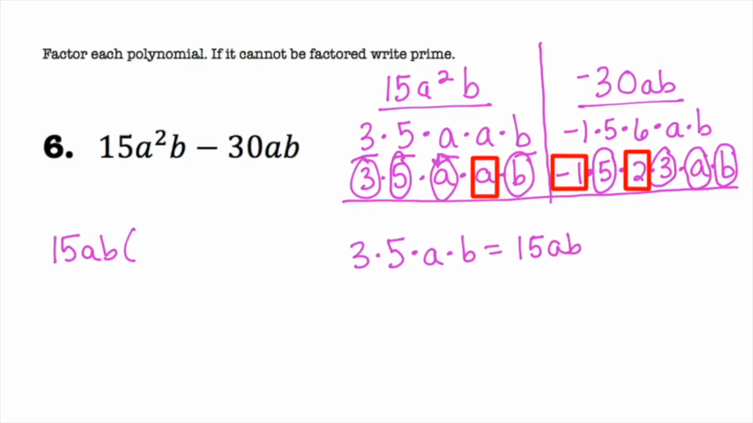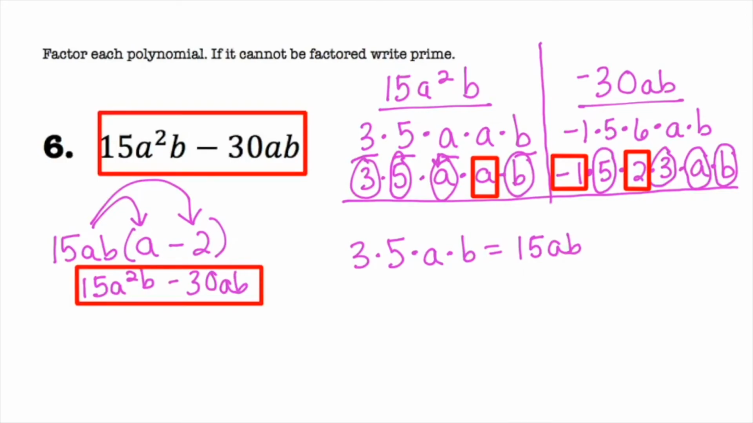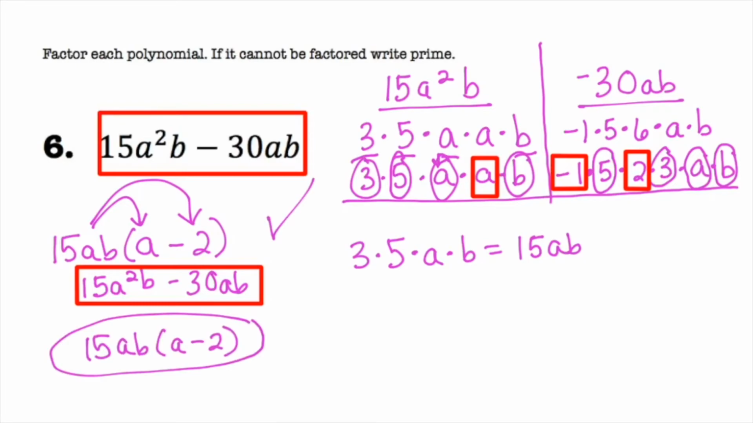So we're going to pull the a and make that the left-hand side, and then right-hand side is -1 times 2, which is -2. So let's check our work and see if we're right. So we have 15ab times a, which is 15a squared b, and 15ab times -2 is -30ab. So we know we're correct because that matches the answer from above, and that means our final answer is 15ab times parentheses a minus 2.